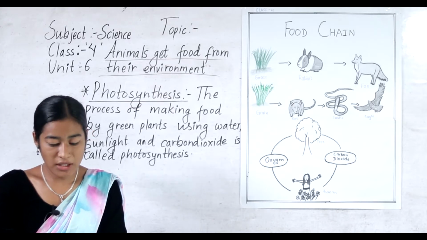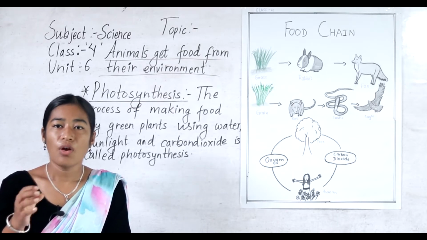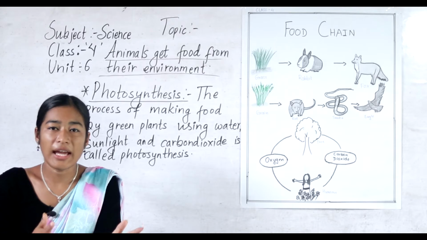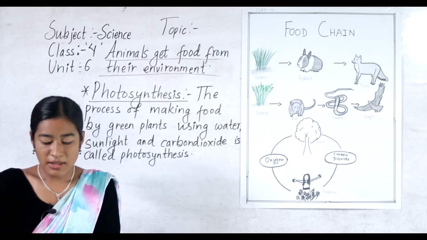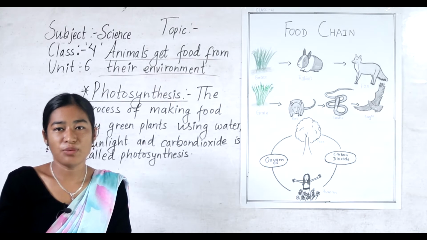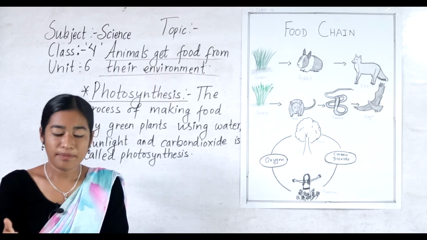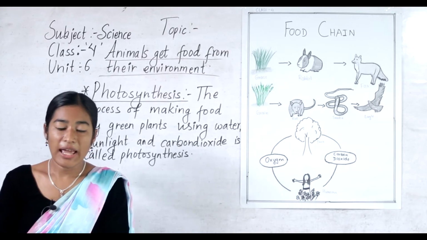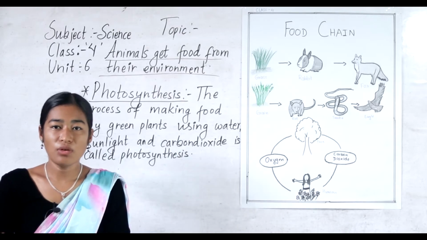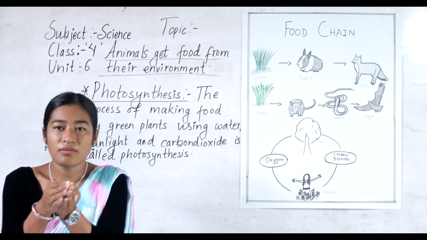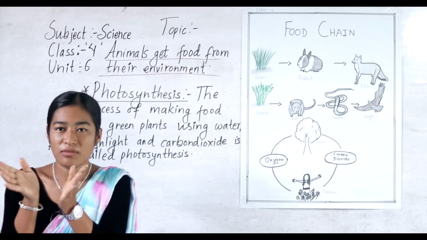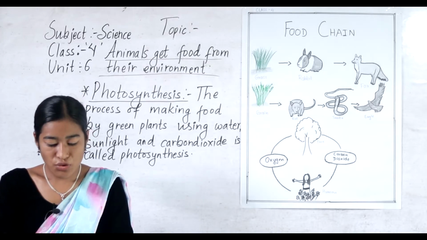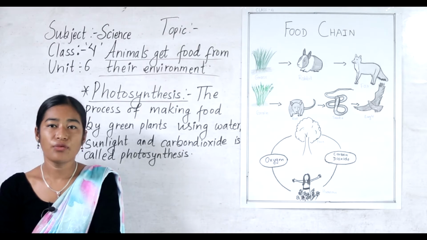Whereas animals also get energy when they eat plants as food. When an animal eats a plant as food, it gets energy, and that energy is transferred into it. So when this animal is eaten by another animal, the energy will again pass into that animal. So energy will transfer from one living organism to another through food. That process is called food chain.